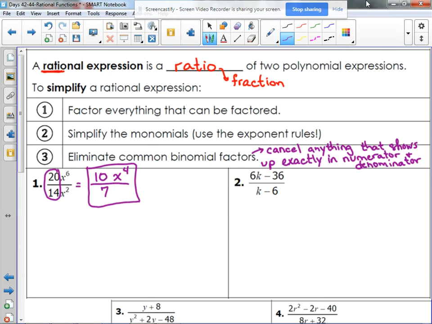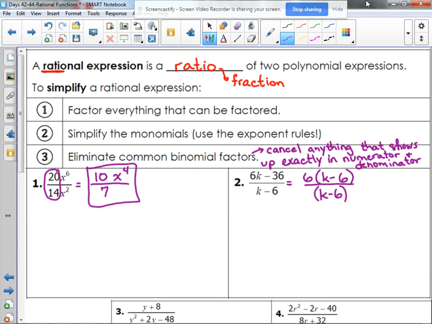All right, let's look at number 2. 6k minus 36 over k minus 6. The first thing that we should always look for when we factor is a GCF. Do those 2 terms in the numerator have a factor in common? They do. They are both divisible by 6. So when we factor out the 6, we're left with k minus 6. Check it. Multiply it back out. 6 times k is 6k. 6 times negative 6 is negative 36.